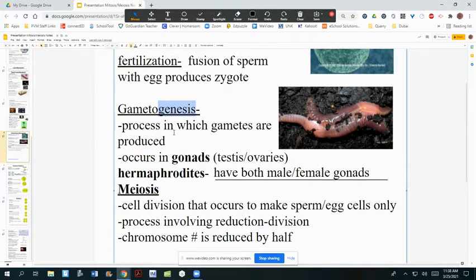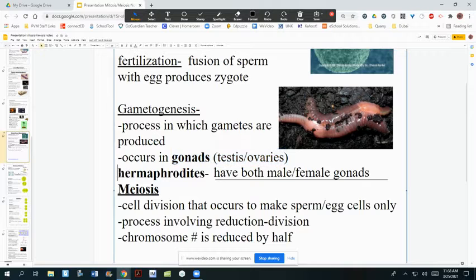The process where gametes are produced occurs in specialized tissues called gonads. The gonads are typically the testes and ovaries in humans, but in plants, this is going to be found in the flower.